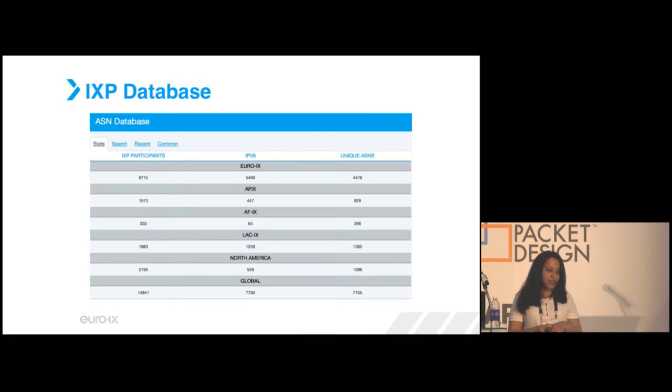So here is our ASN database. This is collected from the data that's put into the database from the Internet Exchange Points, and you can see the number of participants, the ones that are IPv6 enabled, and the unique ASNs. Here you can also run searches and see the most recent updates. So when a new ASN is added, that gets listed in the recent search. And of course, the most common.